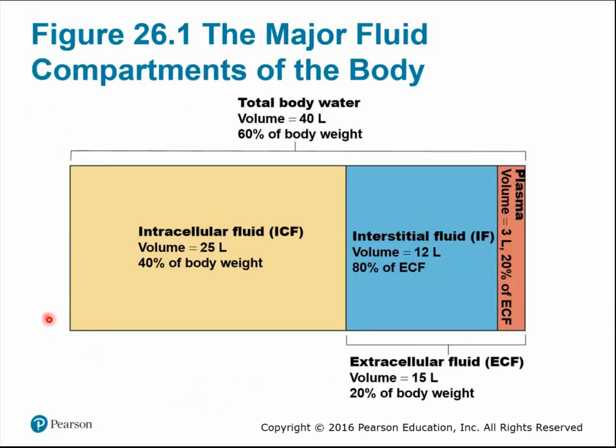So this is just showing a relative comparison of these fluid compartments. As I said, intracellular fluid makes up about 2/3 of our body fluids. Right? So extracellular fluid is pretty much everything else. It's outside of the cells. So plasma and all of that interstitial fluid between the tissue spaces.